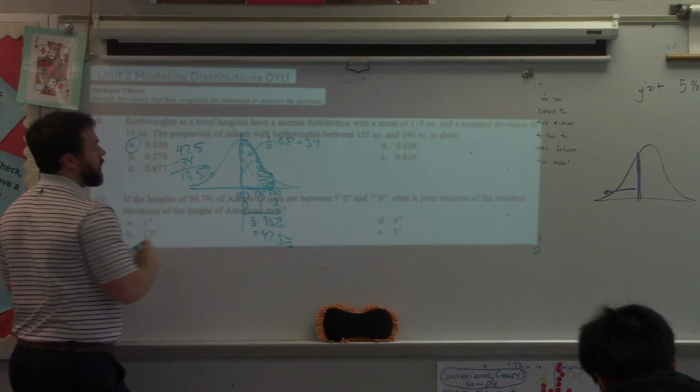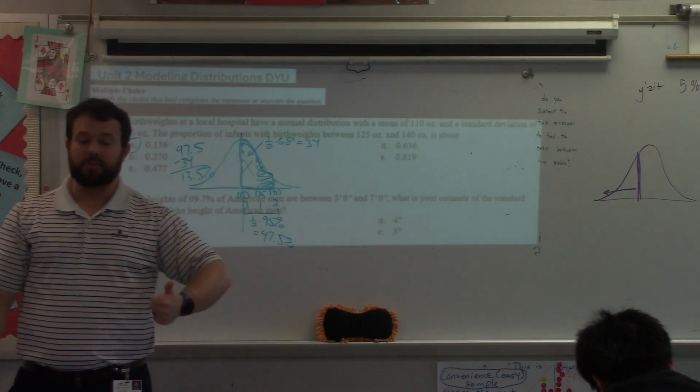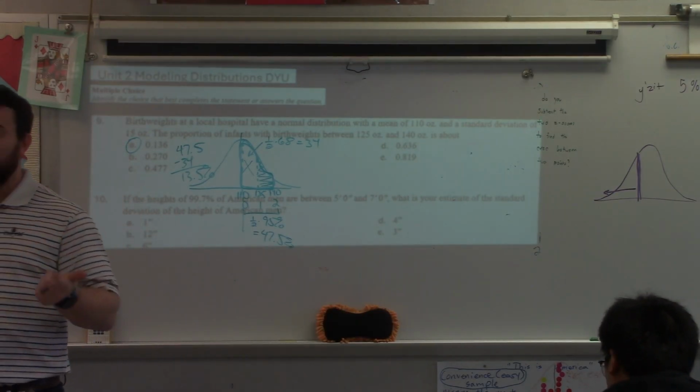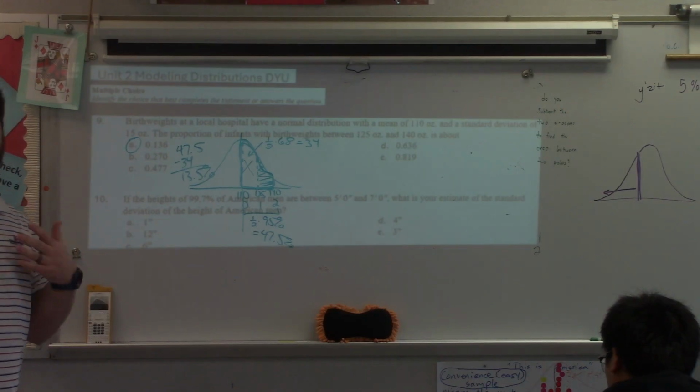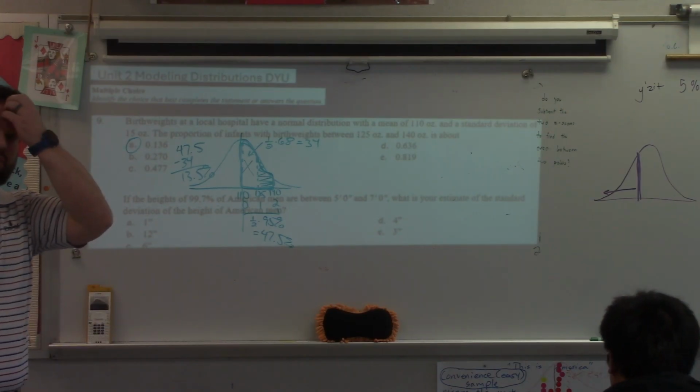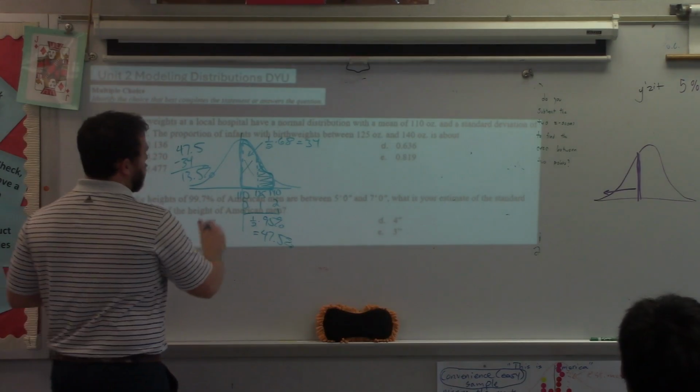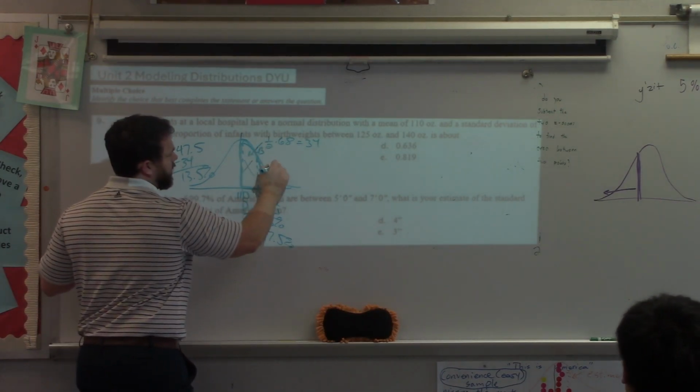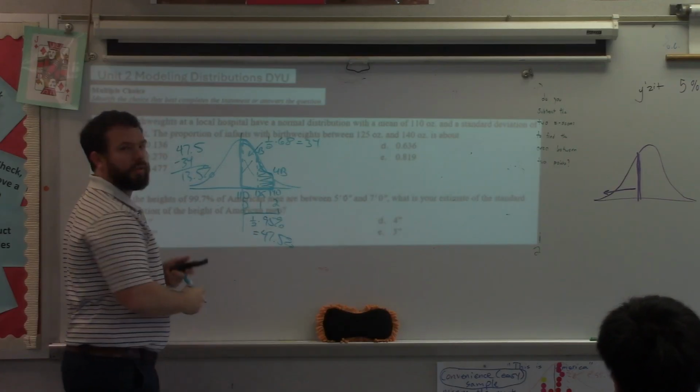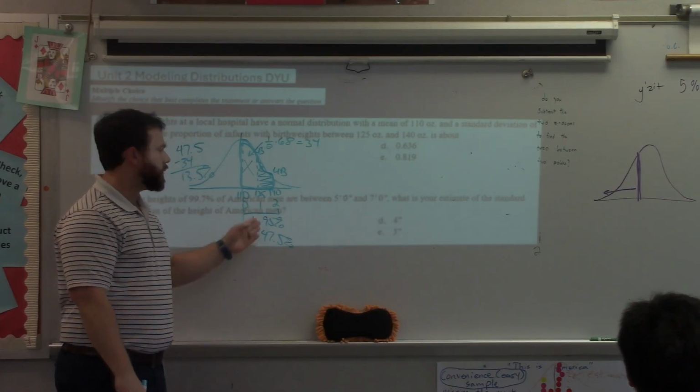Now, if you're uncomfortable with the empirical rule, you need to practice with it. The empirical rule can be really helpful. However, you can always use z-scores, right? So you could do this as your lower bound, this as your upper bound, with a mean of 0 and a standard deviation of 1, right? So from 1 to 2.